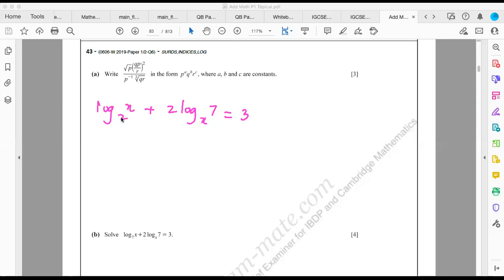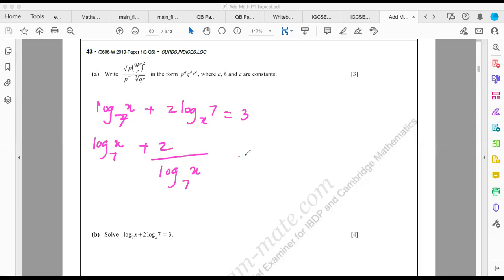Next one is when you have log x to the base 7 plus 2 log 7 to the base x equals 3. It's x to the base 7, not 2. So we have to solve for x. Now here what we do is basically let log x to the base 7 be a variable, plus, now this log 7 to the base x can be written as 1 upon log x to the base 7.